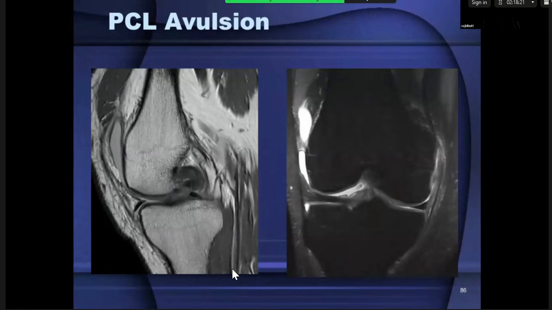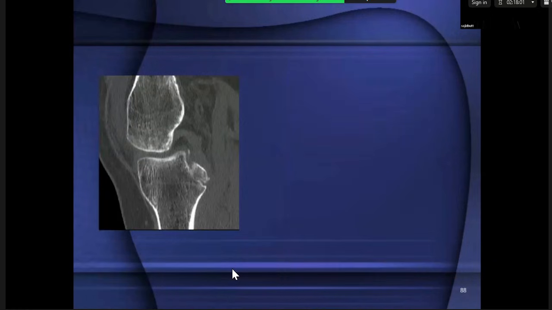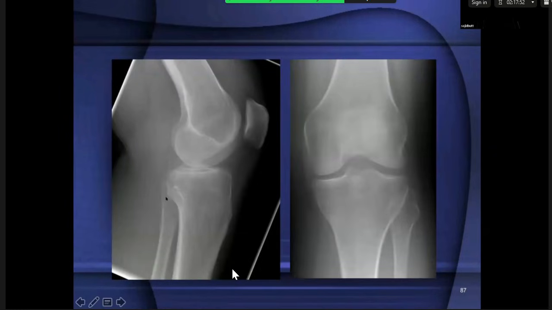Avulsion from the tibia, we can see it coming off the bone. And in the coronal plane, we get swelling present here, along with a sprain of the medial collateral ligament. The avulsion of the PCL can sometimes be seen on CT scan when you've got a bone fragment attached. So we go back to the plain X-ray, you can just about see it there.